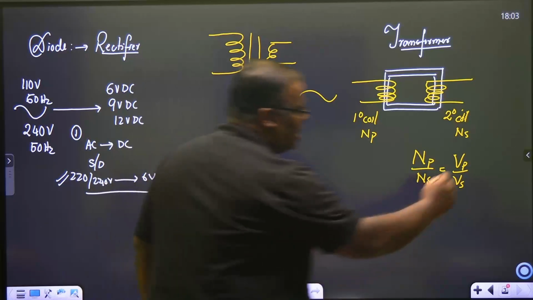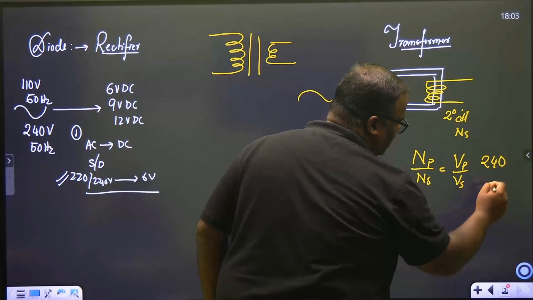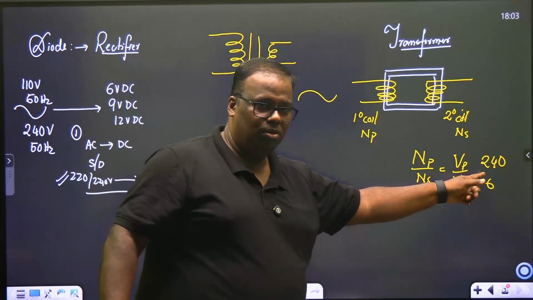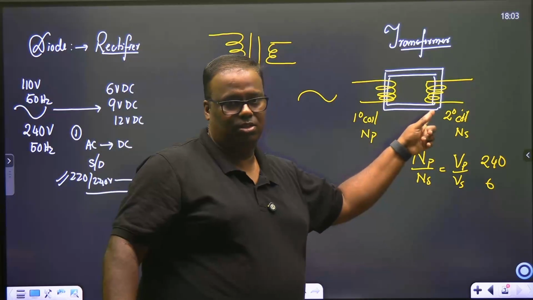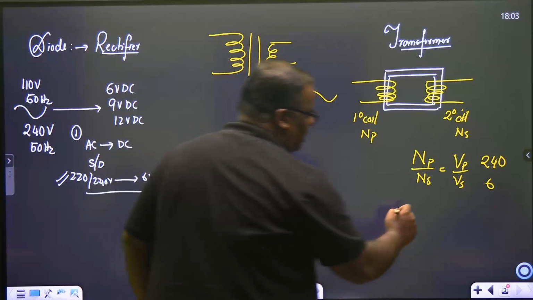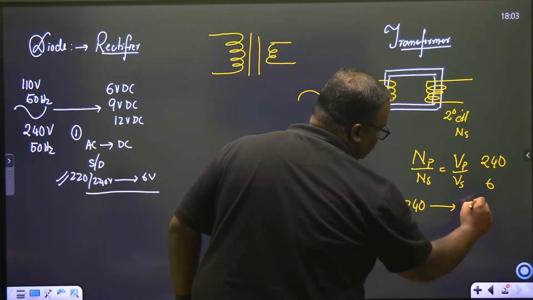Now, these are not in your syllabus, just to make you understand. We have 240 volts as our source. We need 6 volts, so you get the ratio. Based on that, you can decide the number of turns on this. This transformer is going to help me reduce 240 volts to 6 volts.